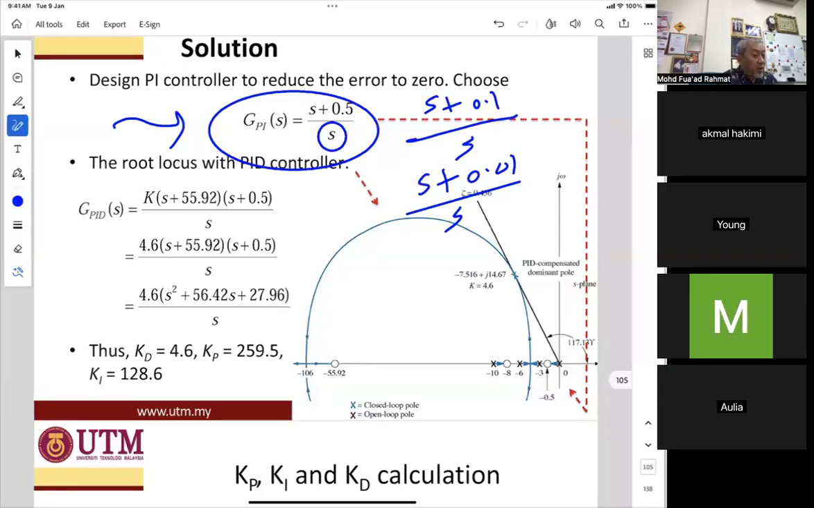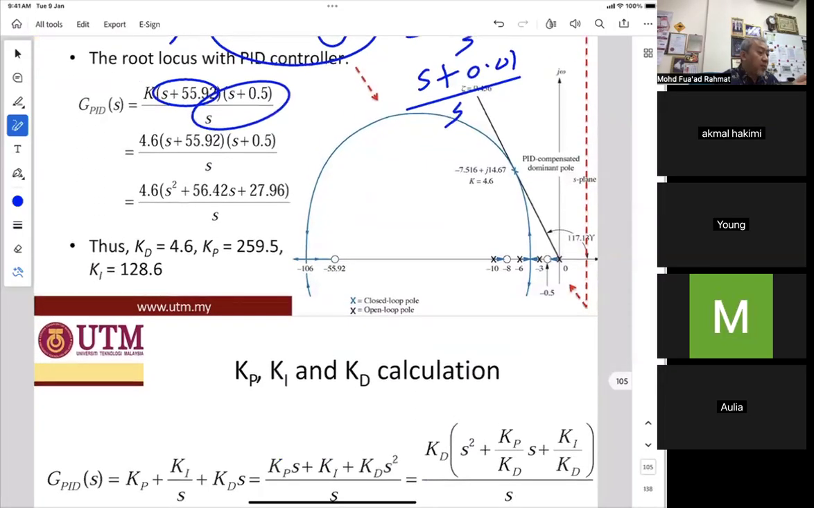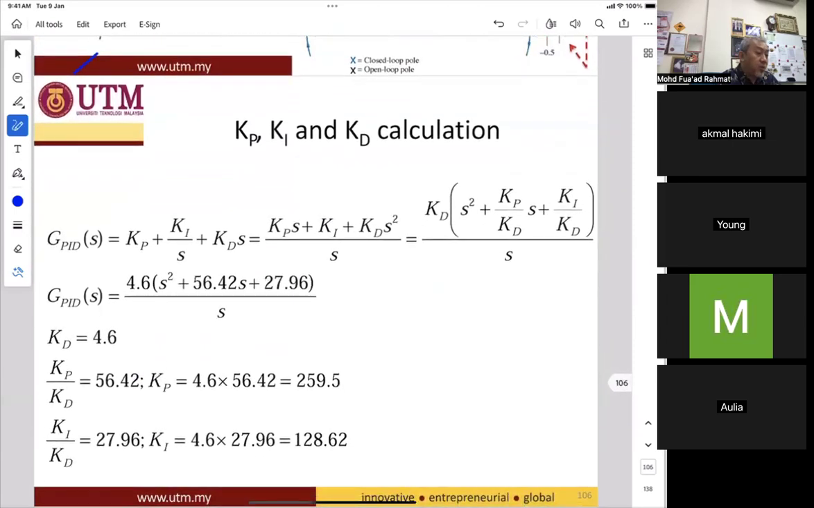So what I did is I multiply. This one is the PD controller. This one is the PI controller. And the gain K. Then I multiplied using the gain K that we get, which is the 4.6. And then we multiply, this is the final PID controller, which is S square plus 56.42 S plus 27.96 over S. So we calculate the value of KD, KP, and KI by using comparison between what you obtain in your calculation and the standard PID controller.